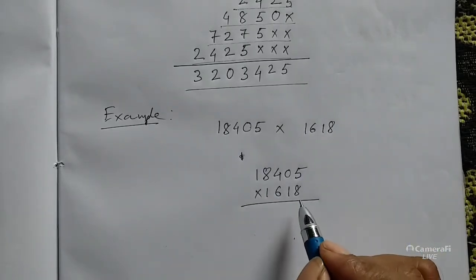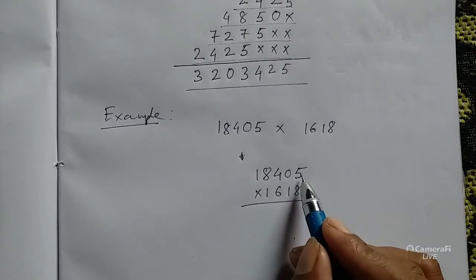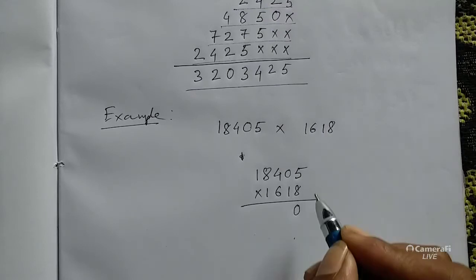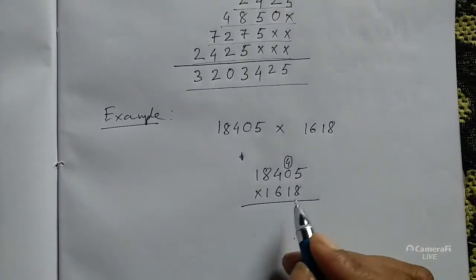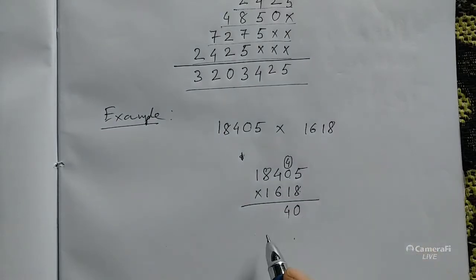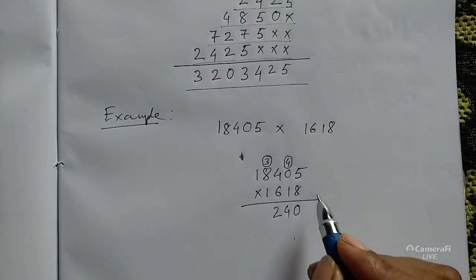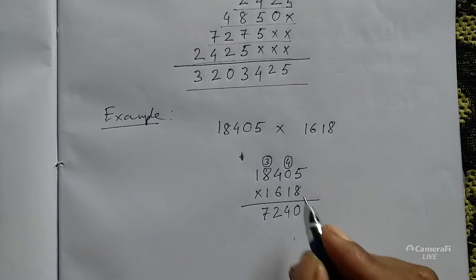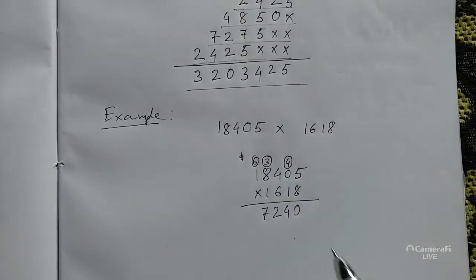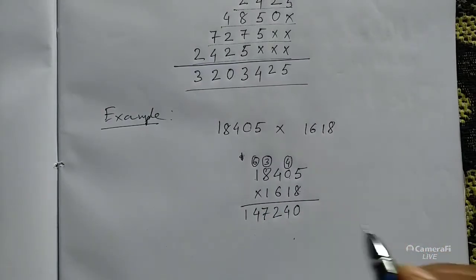Start with this 8. Go through the 8 table. 8 5s are 40, 0, 4 carry. 8 0s are 0 plus 4, 4. 8 4s are 32, 3 carry. Okay. 8 8s are 64 plus 3, 67. Now 6 carry. 8 1s are 8 plus 6, 14. So this completes the first row.